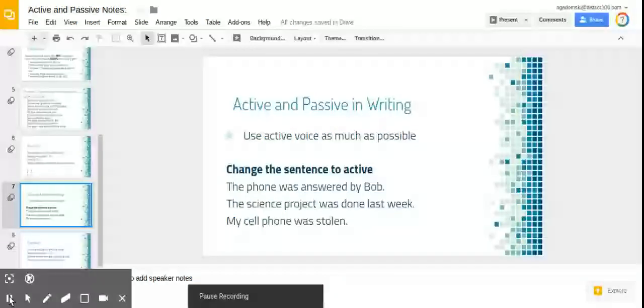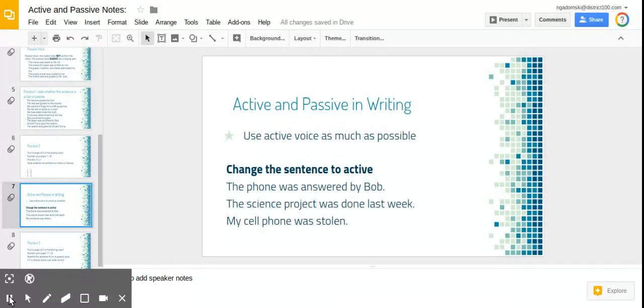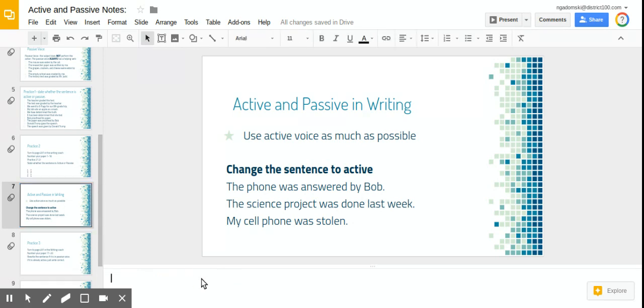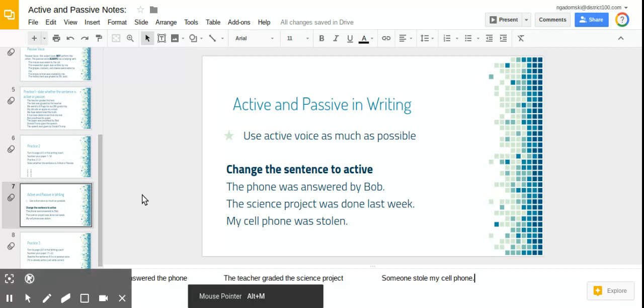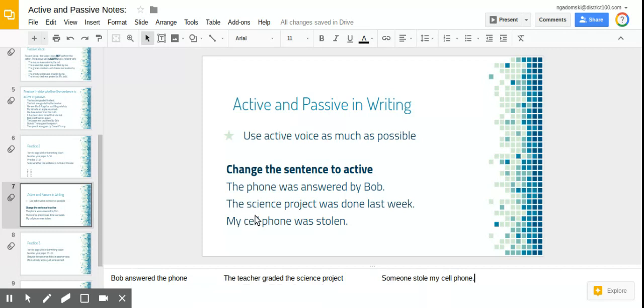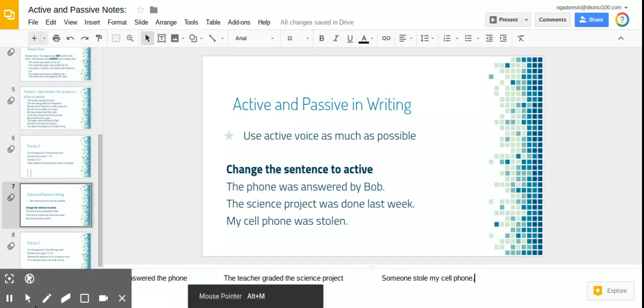Okay, so the most important part with active and passive is our writing. So we want to change our passive sentences to active as much as possible. So the phone was answered by Bob. How can we change that to active? So you could have Bob answered the cell phone. Then look at the next one. The teacher graded the science project and someone stole my cell phone. That's how you can change it so it's into active voice.